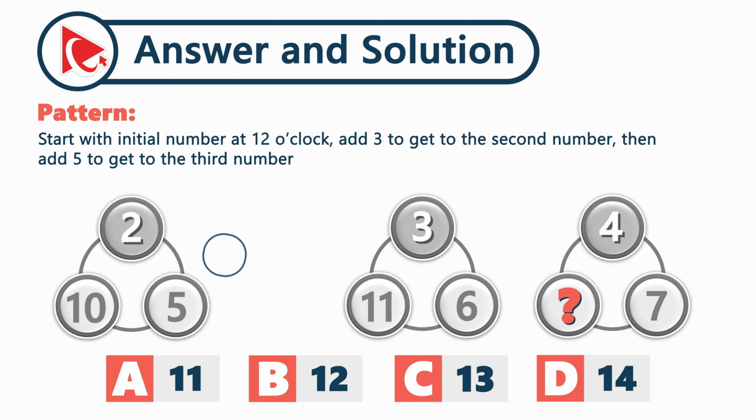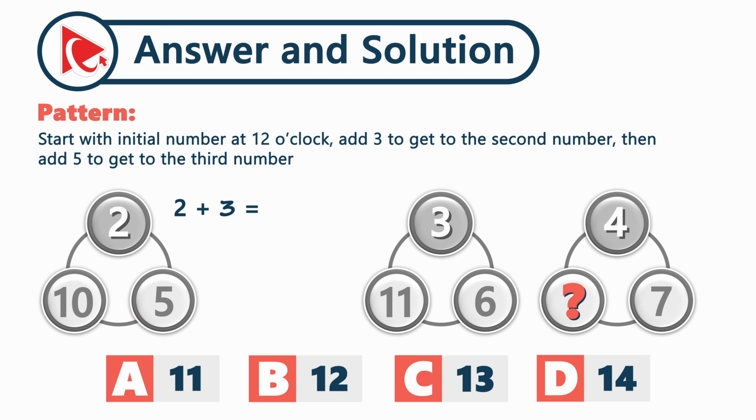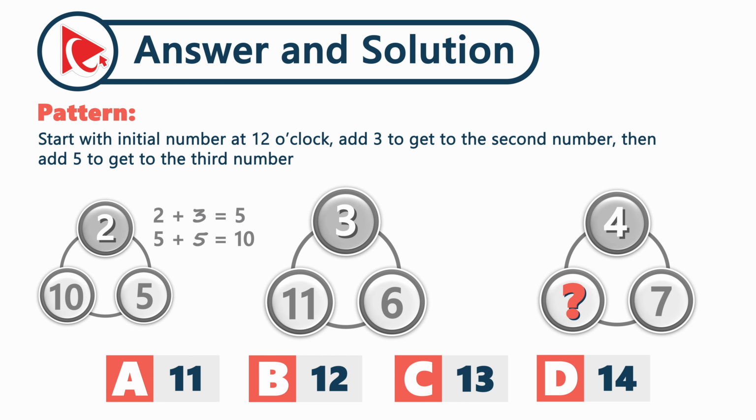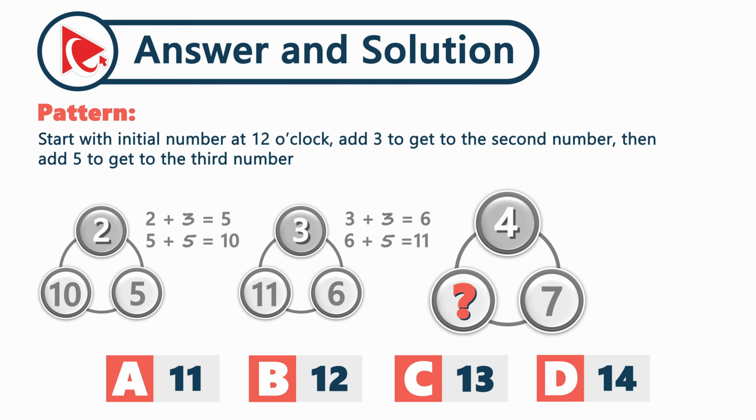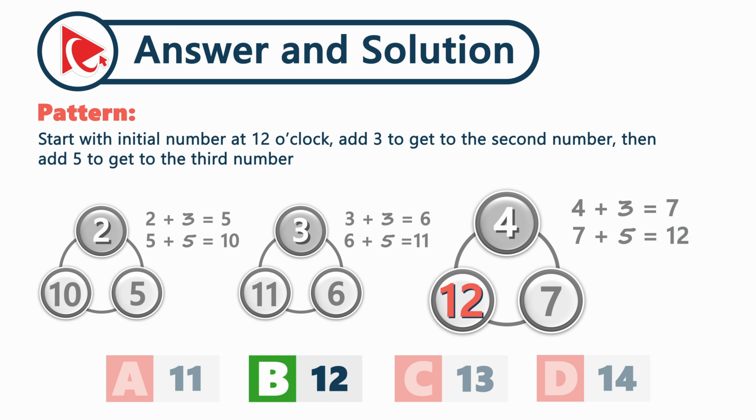Let's look at the example. For the first shape, 2 plus 3 equals 5, and 5 plus 5 equals 10. In the second shape, 3 plus 3 equals 6, and 6 plus 5 equals 11. And you know what time it is, right? It's time to calculate the missing number. 4 plus 3 equals 7, and 7 plus 5 equals 12. So the correct answer here is choice B, 12.